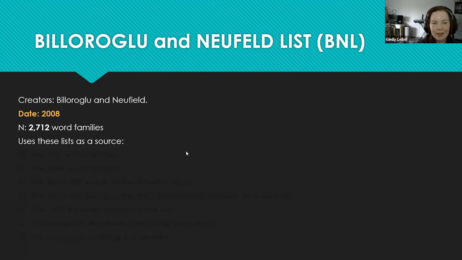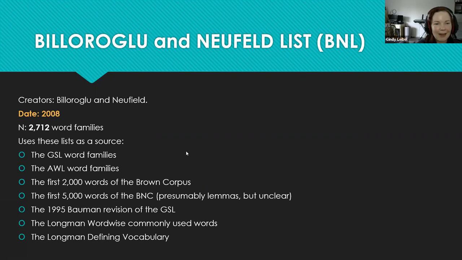And this is what they use as their source, the corpora. The GSL word families, the AWL word families, the first 2,000 words of the Brown corpus, the first 5,000 words of the BNC, maybe lemmas, we're not sure. The 1995 Bowman revision of the GSL, the Longman Wordwise commonly used words, and the Longman defining dictionary or defining vocabulary. So looking at that, you might say, wow, that's a lot.